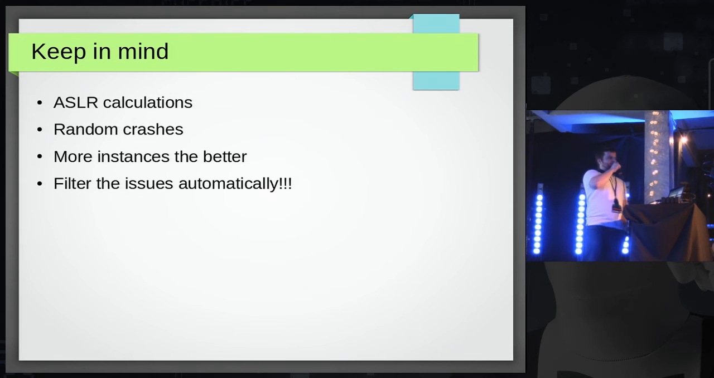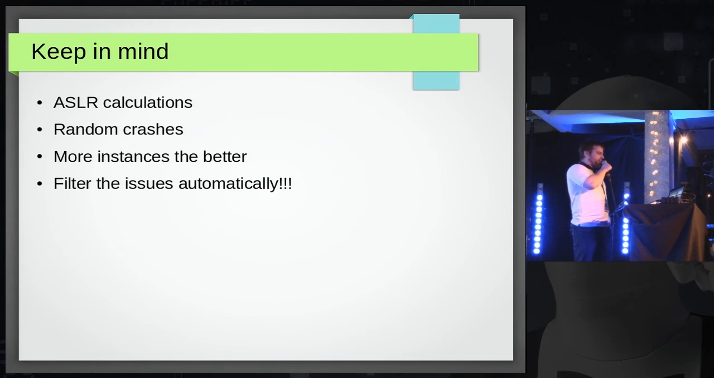Also, the more instances, the better. If you can create 30 instances, then create them, because the more instances you have running, the more fuzzing you can do. I think in Adobe Reader, my record was having 42 instances running at the same time. It wasn't really stable, but I got it to run.